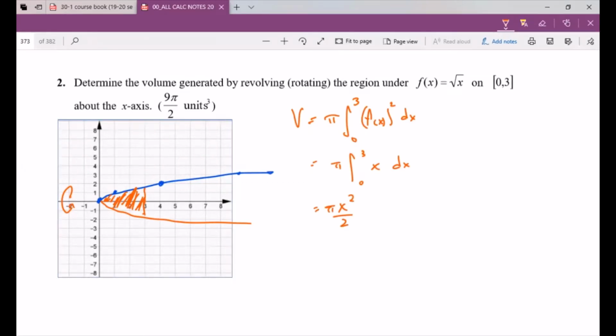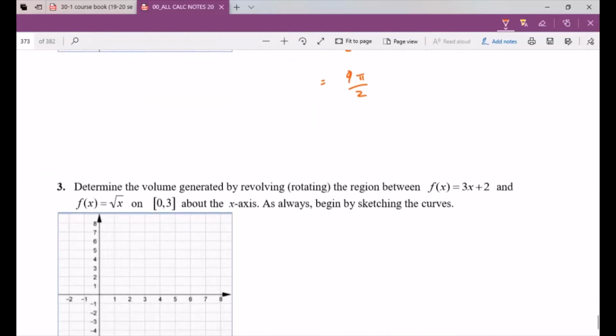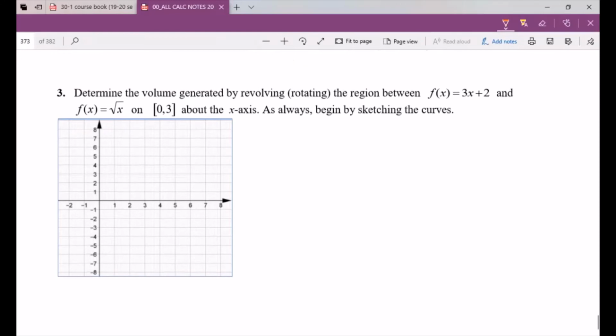times pi, and we need to take that from 0 to 3. Ends up being 9 pi over 2 minus 0 pi over 2. So we end up with 9 pi over 2. That is your volume. It's in the shape of, it's like a nose cone. And we move on.